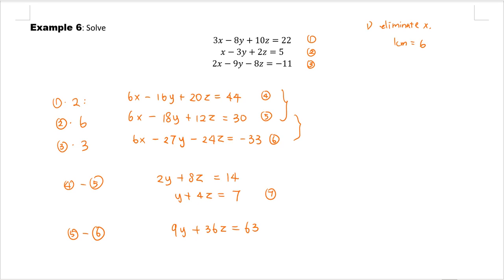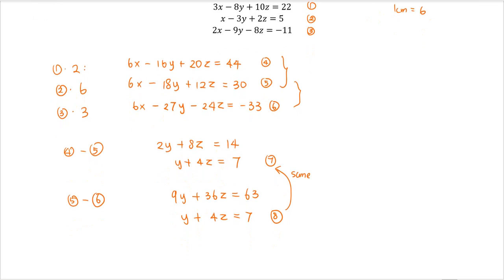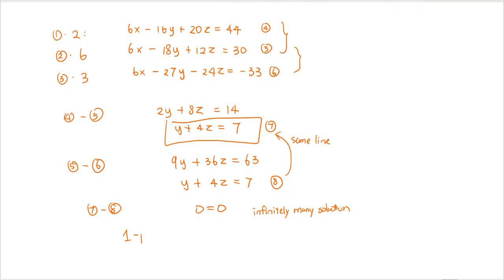Well, can you see all the coefficients have factor 9? So let's divide both sides by 9. We get y plus 4z equals 7. Oh, what happened? Do you see we get the same line? So when we subtract them, we just get 0 equal to 0. When you see 0 equal to 0, we know there are infinitely many solutions. And actually, because of the same line, we know there is a one parameter family.